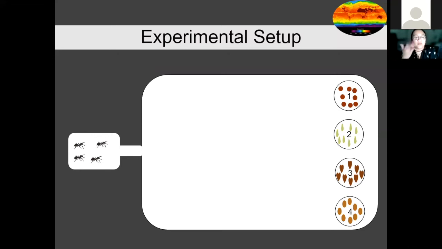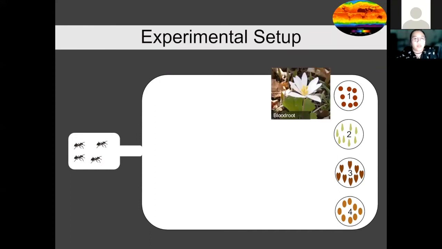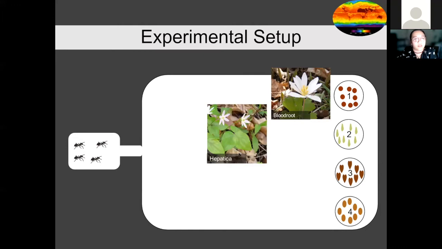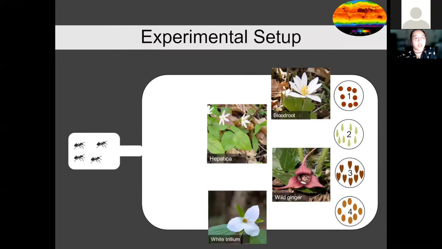And so we presented them with four different seed types. At the top, we have bloodroot seeds, some hepatica seeds, wild ginger seeds, and white trillium seeds. The reason we have this diversity of seeds is we wanted to look at not only whether there is a difference in the ant species moving seeds, but whether there's a difference in preference of seeds. Interestingly too, a lot of these seeds have varying phenologies. Hepatica is a very early seed set, whereas white trillium is very late. And so we wanted to see if there was a story there.